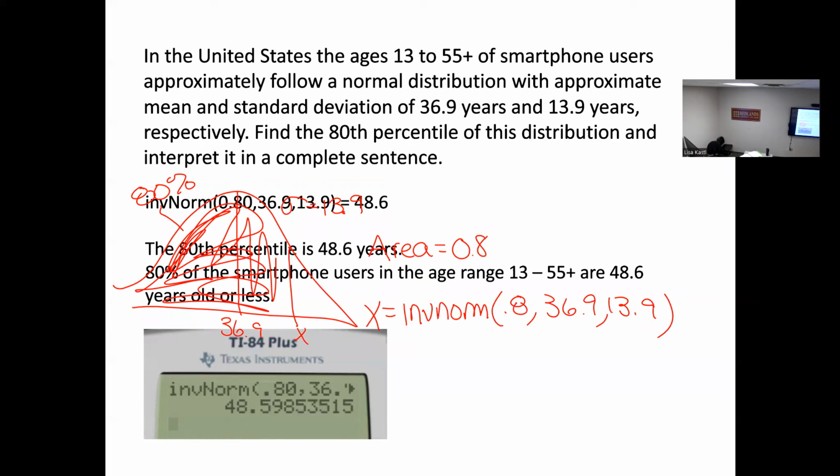So let's do that. The area under the curve is 80%. The mean is 36.9. Standard deviation is 13.9. Inverse normal 0.8, 36.9, 13.9. So 48.6. So 80% of smartphone users are below the age of 49, according to this distribution.